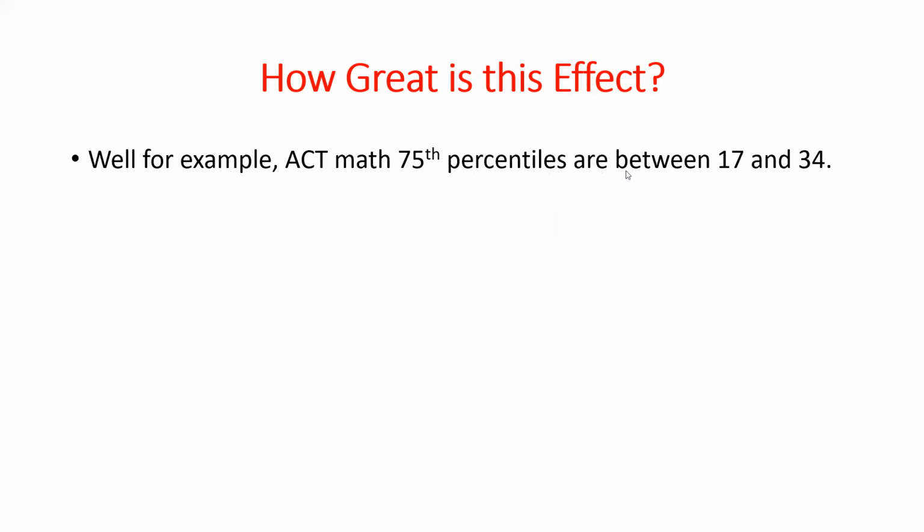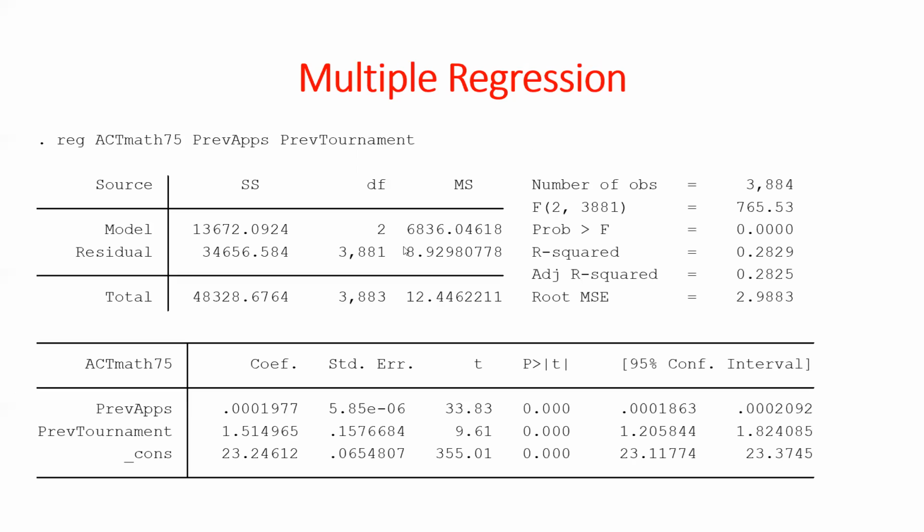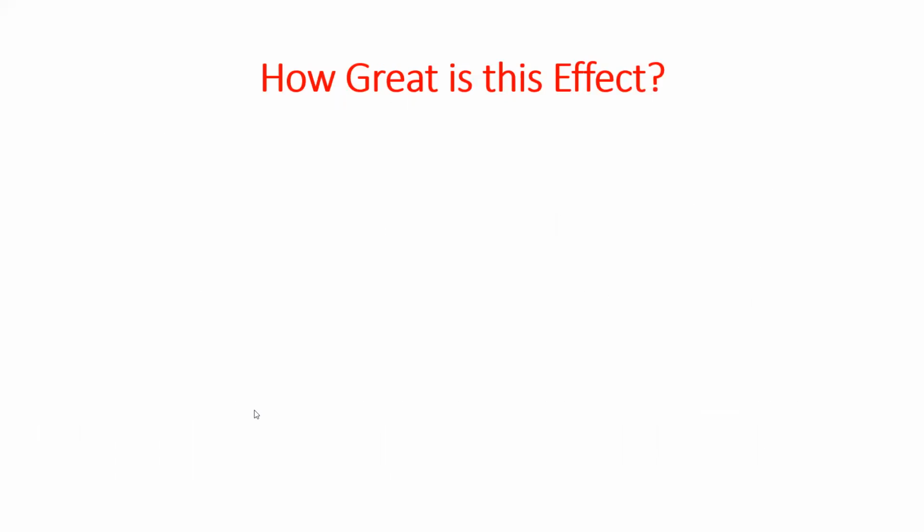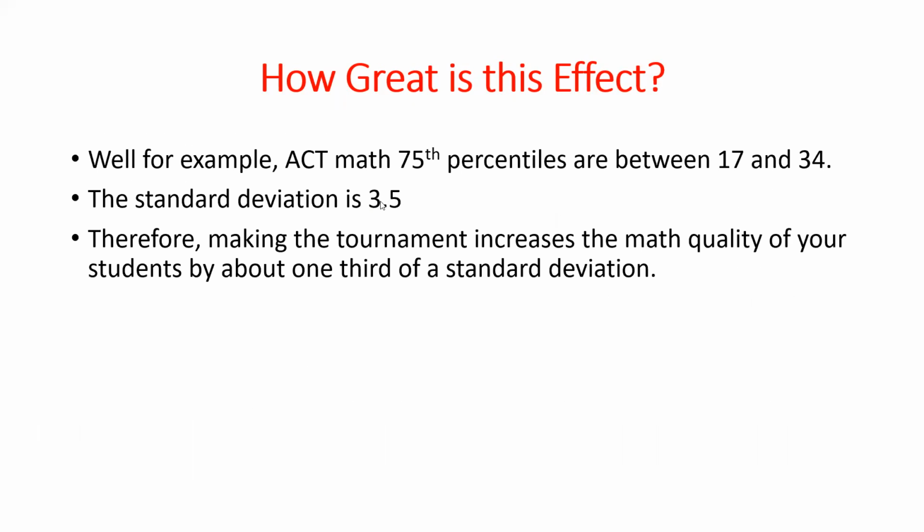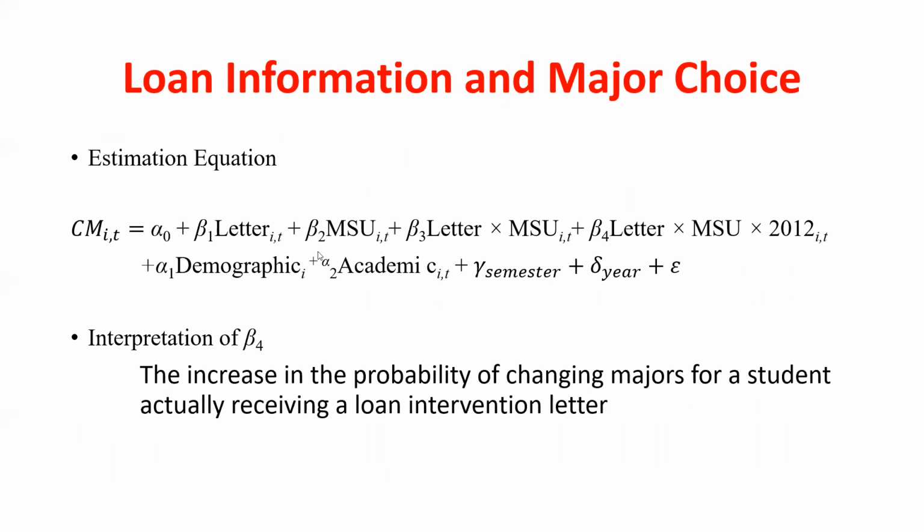So how large is this? Well, if we look at the 75th percentile cutoffs for every university, they only range from 17 to 34. The standard deviation is about 3.5. So for making the tournament, right, if we go up here, that's increasing that 75th percentile about 1.5, which is what? Just under half of a standard deviation, or here, I guess about a third, right? Somewhere between a third and half. So it's not that bad, right? A standard deviation is a relatively large increase. And so here, being a third or even half of a standard deviation is a pretty sizable effect, okay?